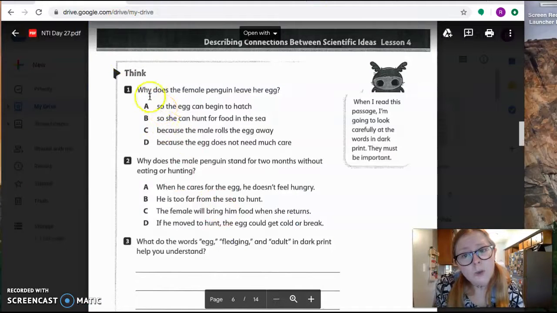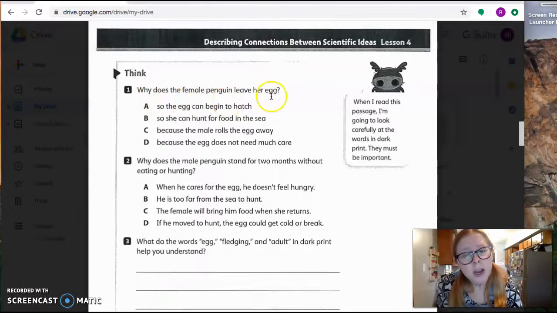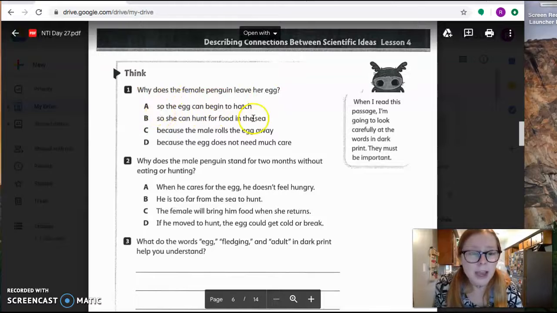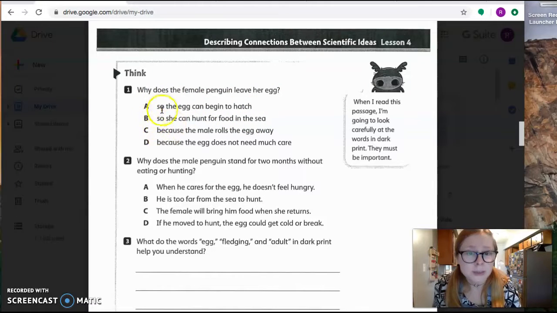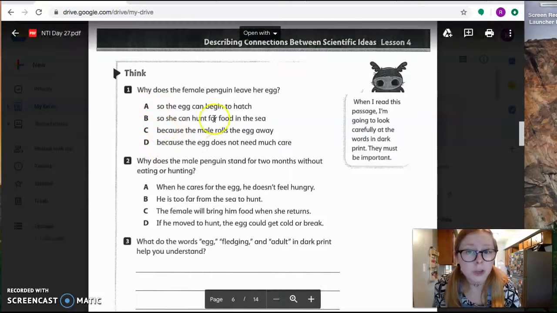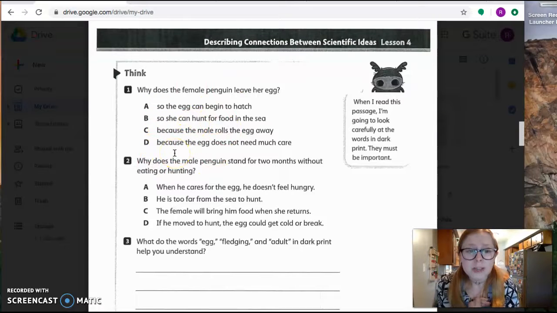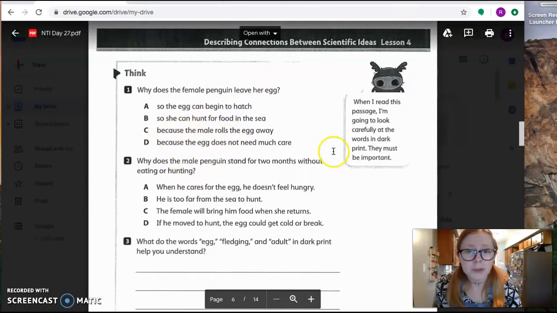So right here it says, why does the female penguin leave her egg? So the egg can begin to hatch. So is one of our keywords. And because is also one of our keywords. So we know that we're looking for a reason that she's doing this. We're looking for that effect, what she wants to happen because she leaves her egg.